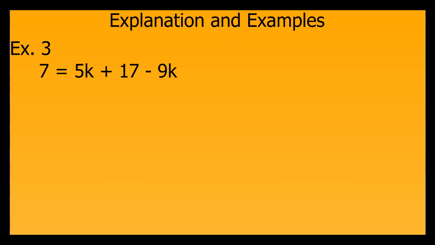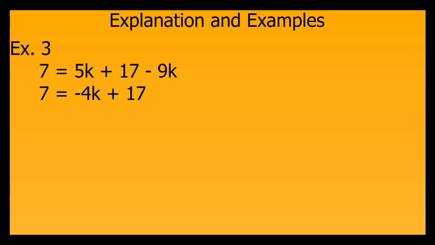In this third example, notice how the variable is on the right side of the equation. While this looks different, we approach it in the same way. But also note that there are some like terms on that right side, so our first step is to combine any like terms we find, in this case 5k and -9k.